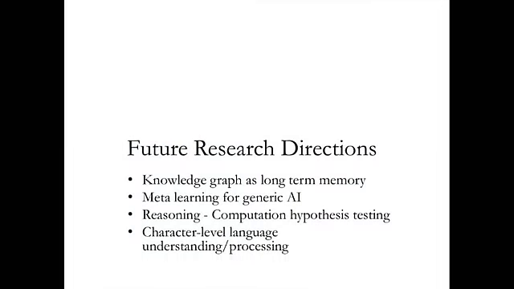Now I'm going to move to the third part of my talk, about future research directions. I would like to work in 4 different research directions. They are not tied to a specific task, but they are relevant to language understanding, of course. I would like to work towards knowledge graphs as long-term memory. Then meta-learning for generic use. Meta-learning gives us solutions to the drawbacks of neural networks, so we could actually use meta-learning to address these things.